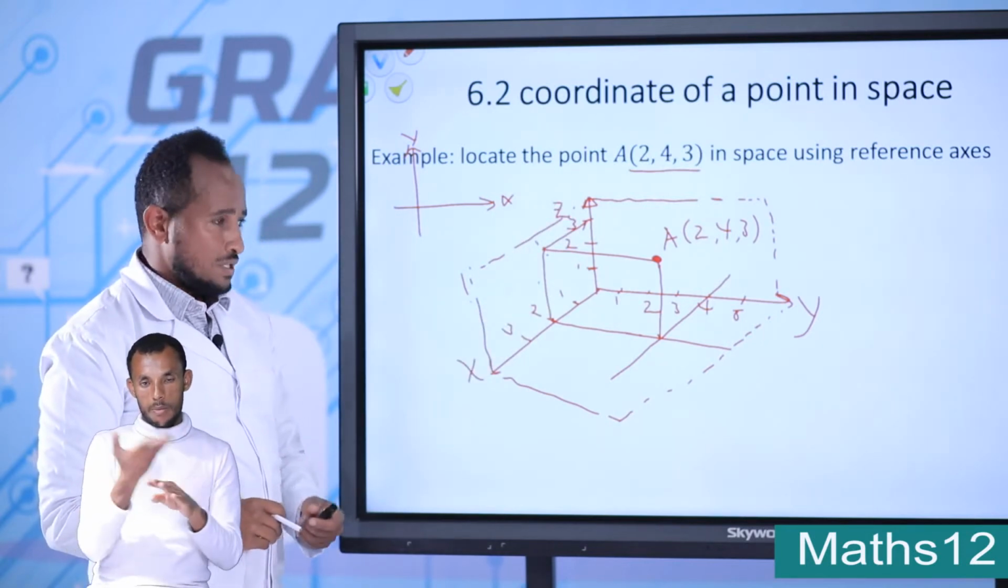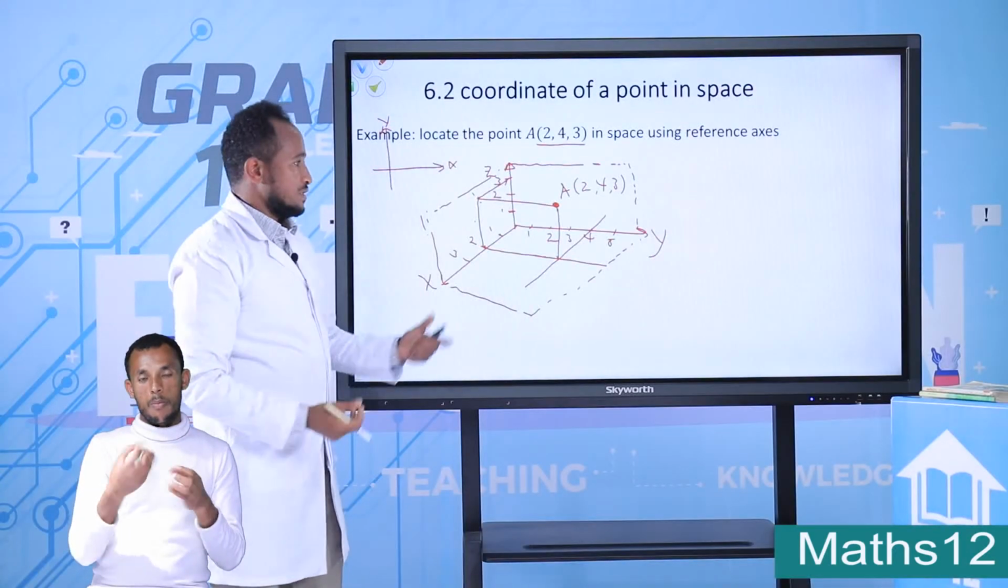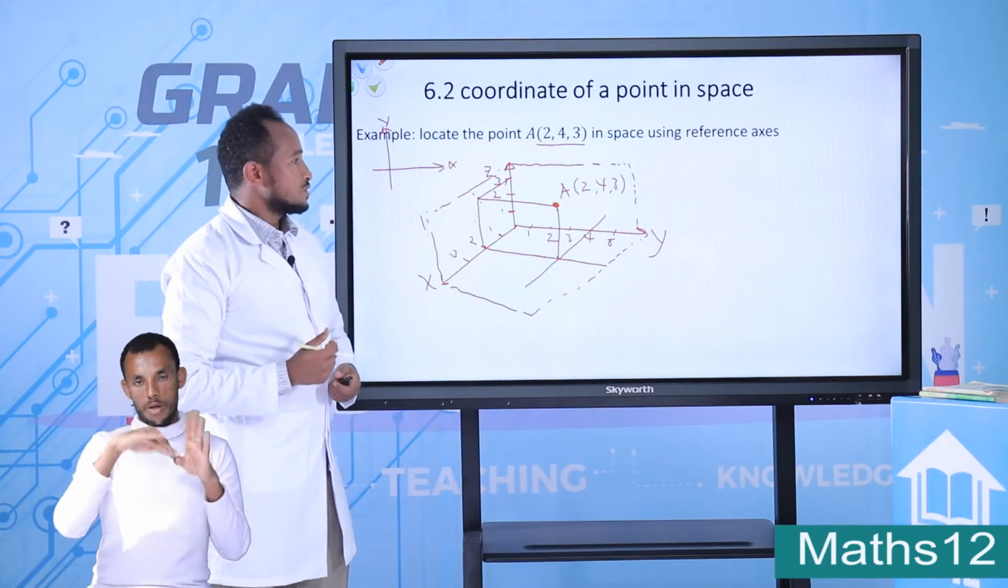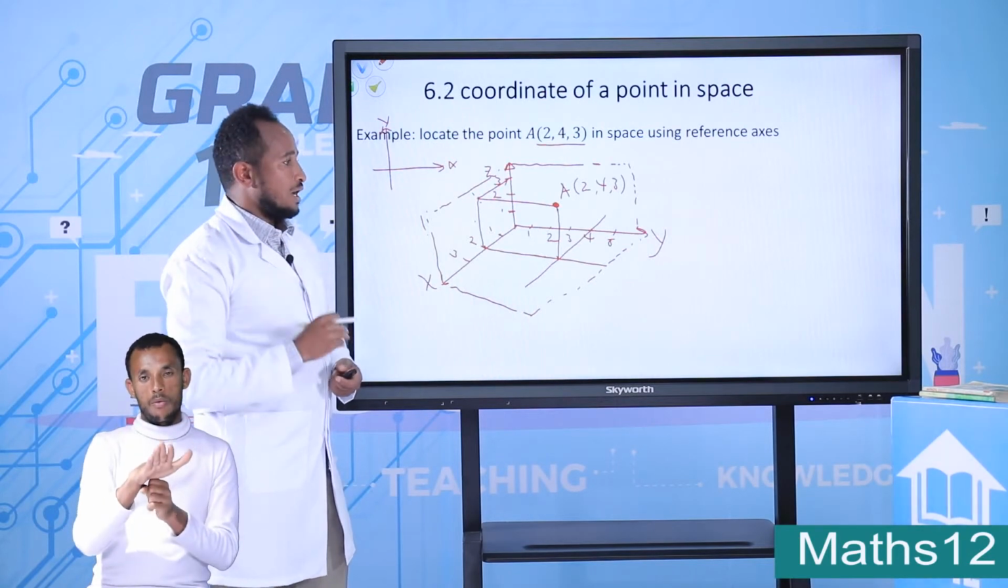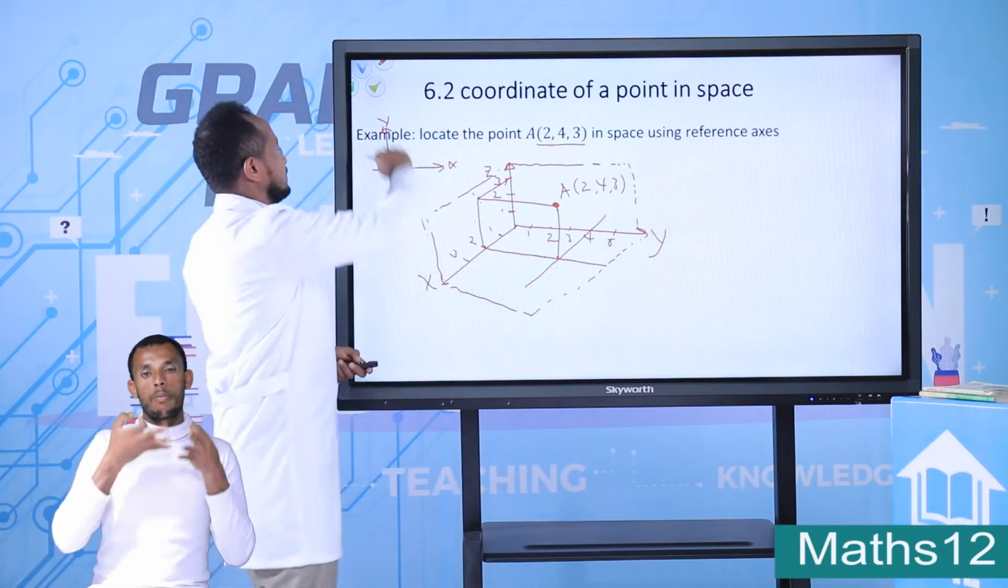So please students, try to locate many points in space. There are a lot of questions in your text. For now it will be enough, so try to do it by yourself. Now let's proceed to the other part.